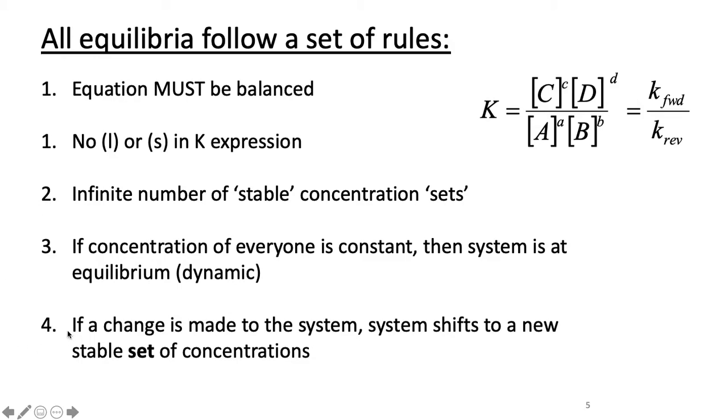So 2 and, well, 3 and 5 will go together. These two values will go together because if I change the system an infinite number of times, the system will shift to a new stable set of concentrations. Therefore, I have an infinite number of concentration sets. And we'll talk about this towards the end of the lecture when we talk about Le Chatelier's principle.